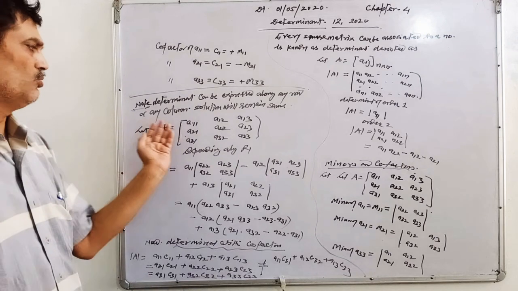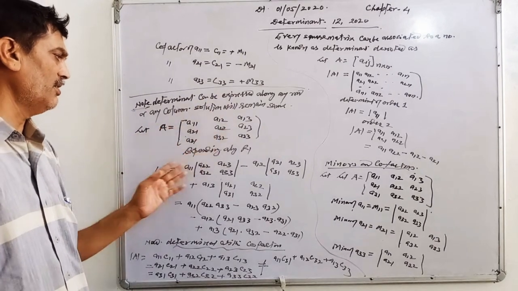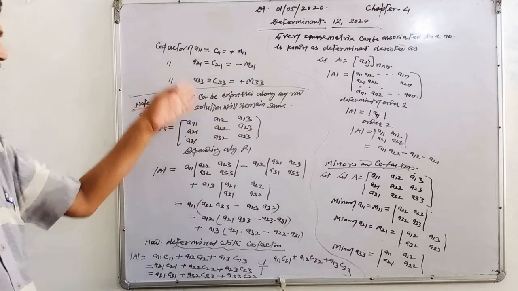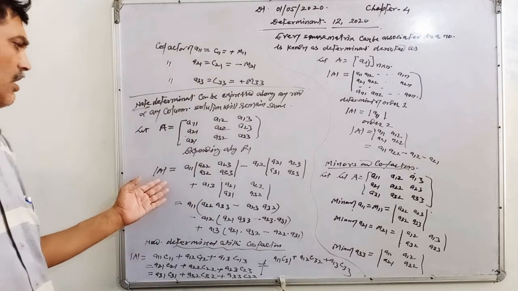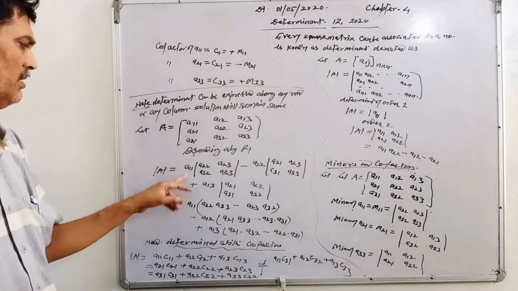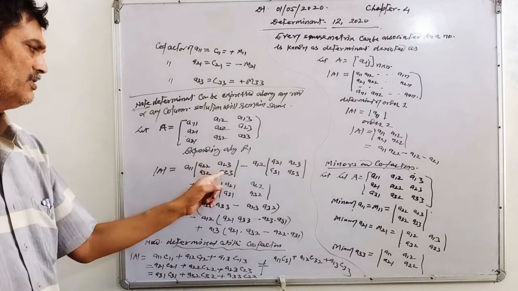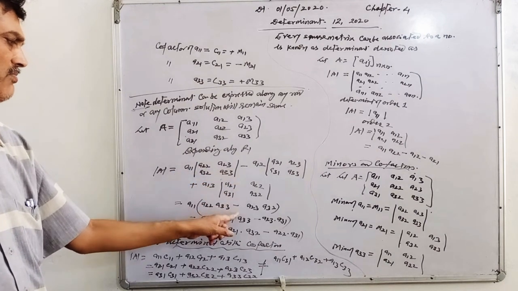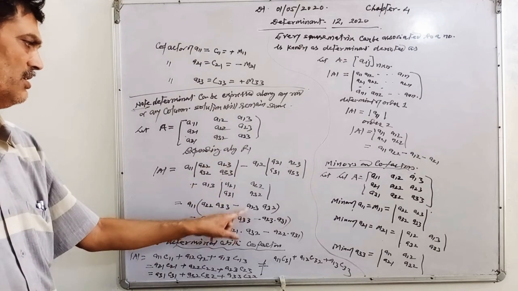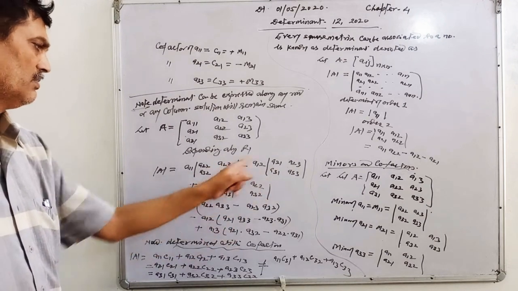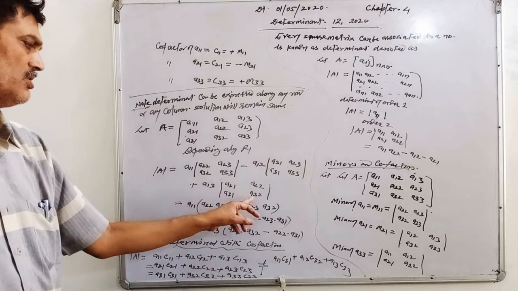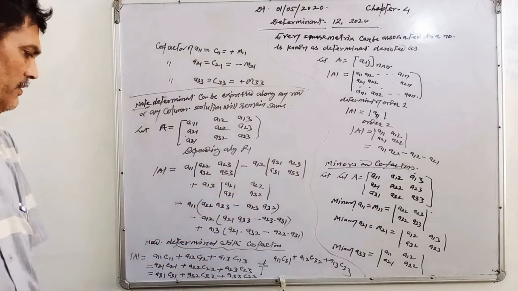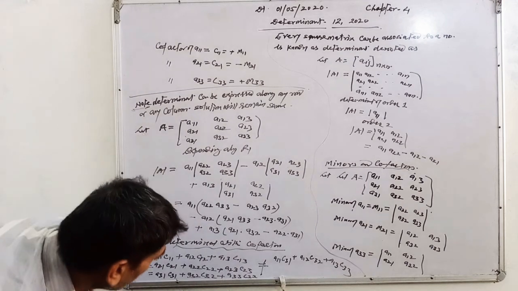Also you can expand along R2 or R3, C1, C2 or C3. The solution will never change. Now how can you solve it? By cross multiplication: this is the product of the first diagonal after minus the product of the second diagonal. Here also this into this, plus the third element, first diagonal minus second diagonal. Okay, so that is the determinant.